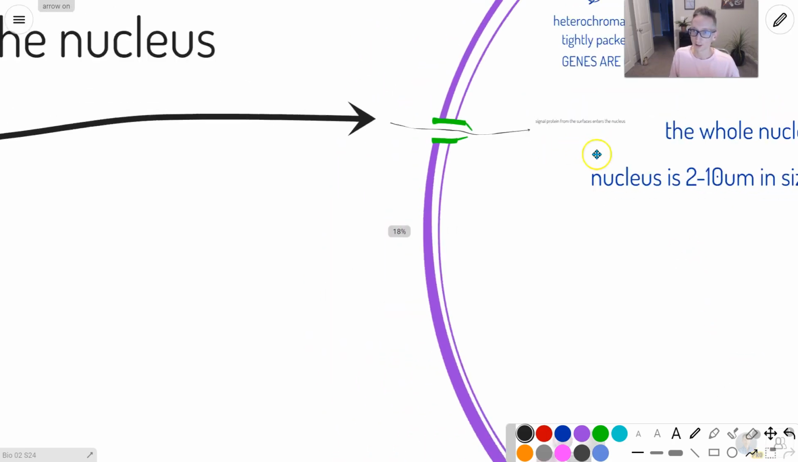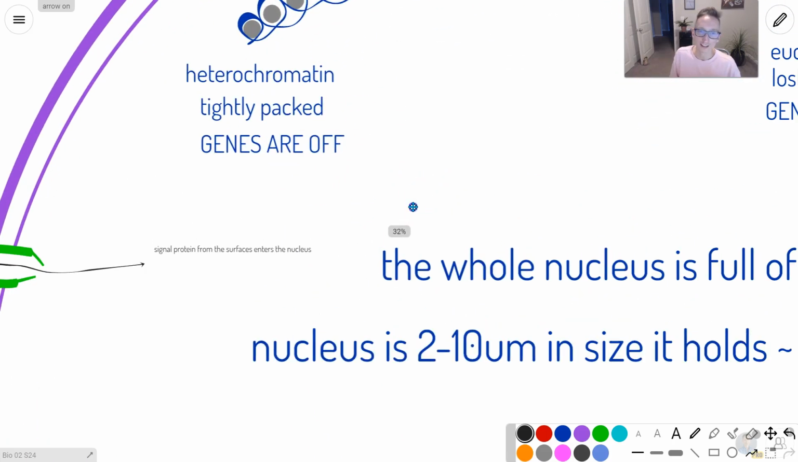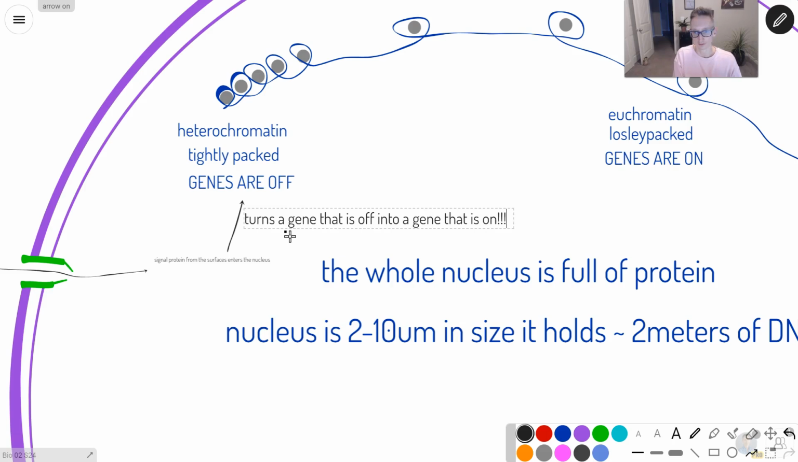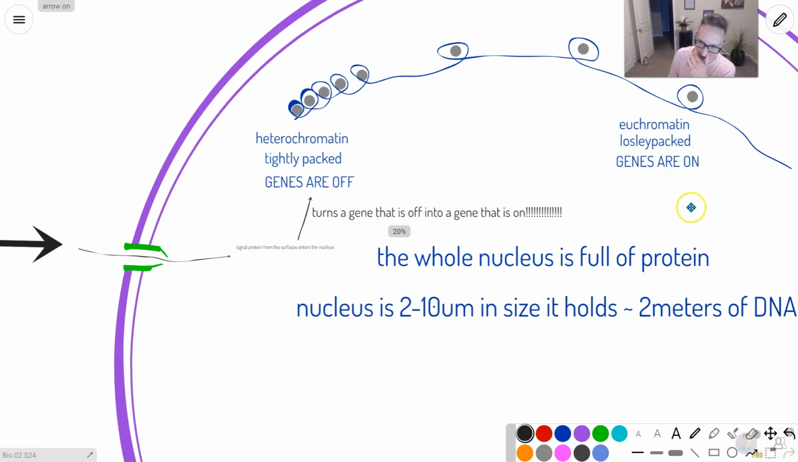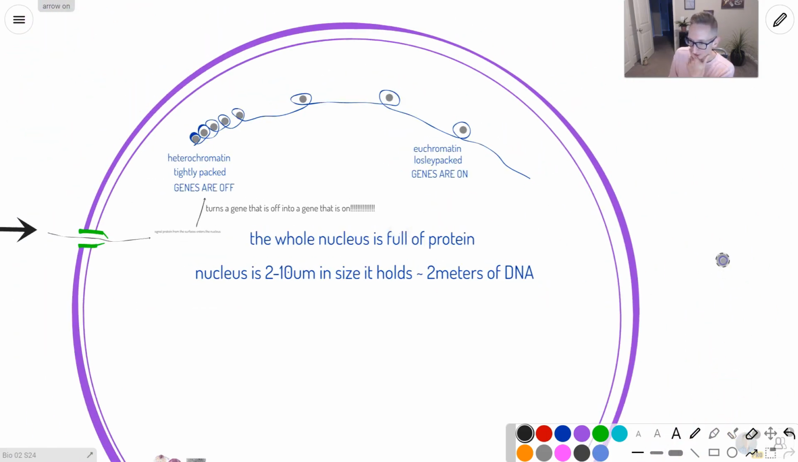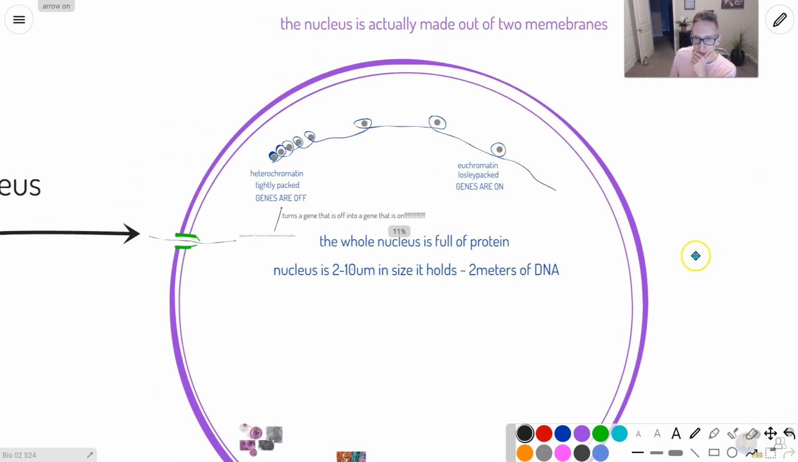And now what is it going to do? Let's say it binds to DNA and turns a gene that is off into a gene that is on. Pretty freaking cool, right? So now we have a gene that is on. All right? And genes that are on can be what's called transcribed.